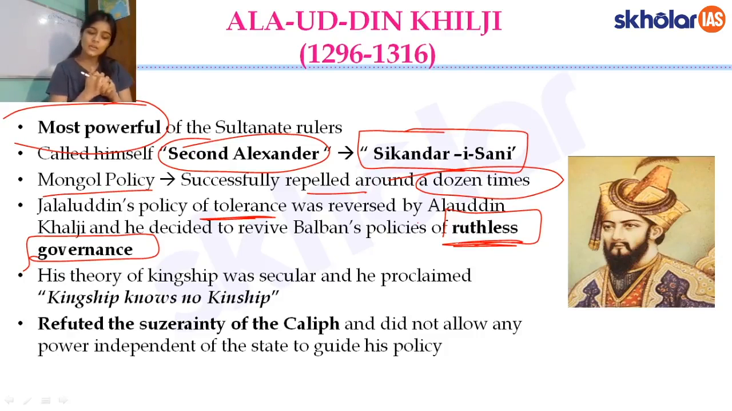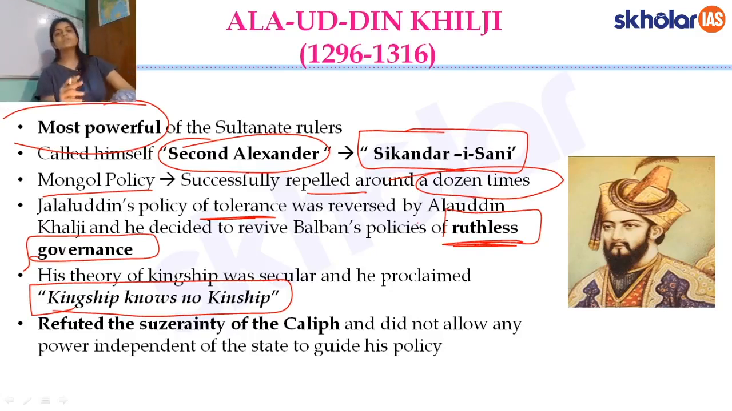And what was his theory of kingship? He said, kingship knows no kinship. So there was no place for kinship and nepotism in his rule, and he only believed in the talent and capabilities of the concerned officials.